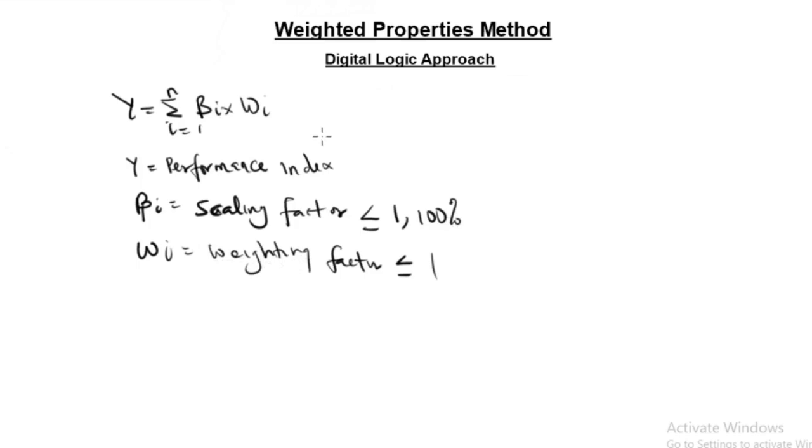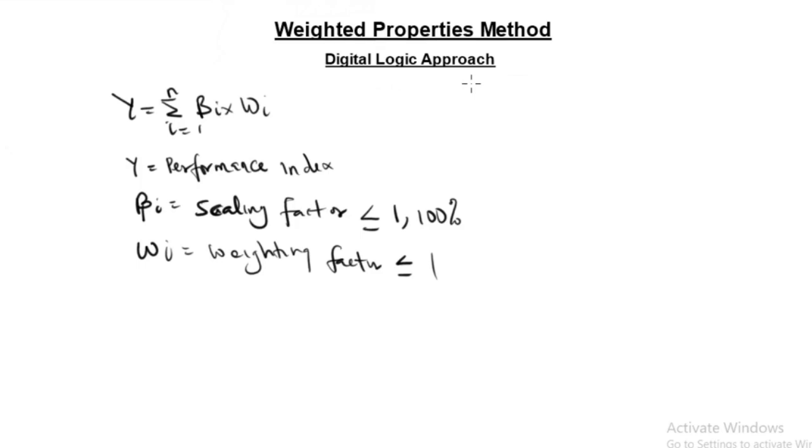But with the digital logic approach, when many material properties are used to specify the performance, it may be very difficult to establish the weighting factors. So in this case, one way of doing this is to use the digital logic approach, and that makes it much easier. My way of doing it might be different from yours, but at the end we should all get the same material selected. So let's look at this. How do we do it?